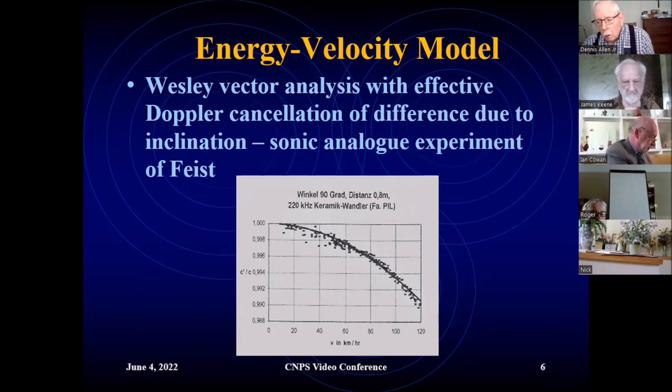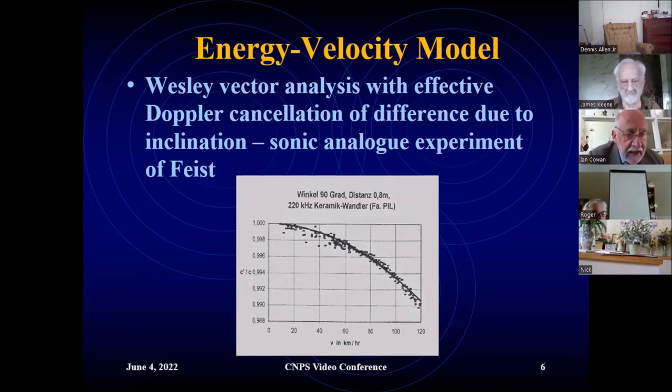I've got to have a look at my notes here because I'm forgetting some of it. A gentleman by the name of Feist in Germany. It was an acoustic analog of the MMX experiment, and he had an automobile, which is like going at 60 miles an hour, with on the roof a generator of sound rays, and then it was being echoed back and so on. Now, these were the sort of curves he got.